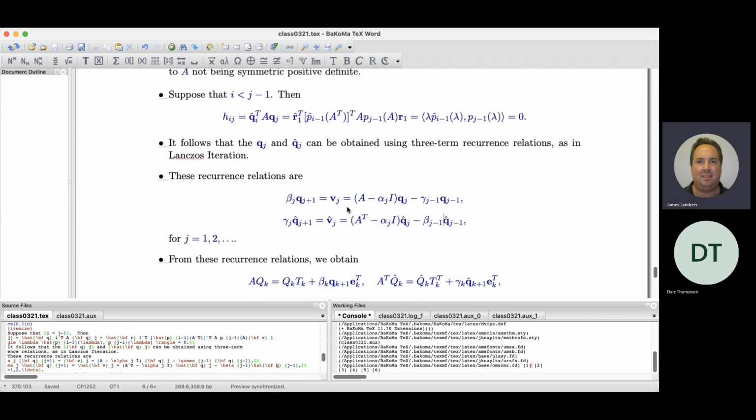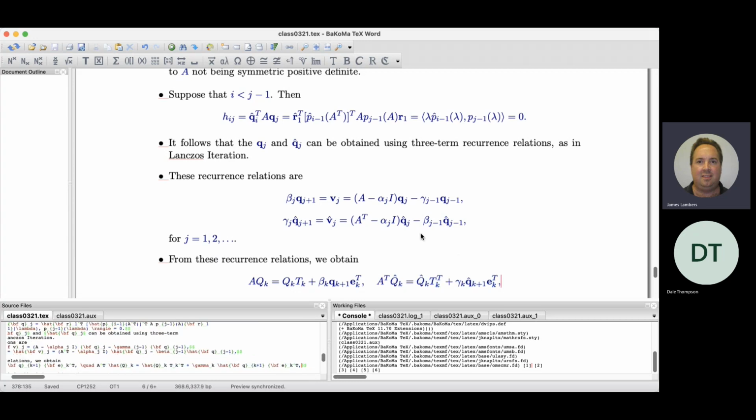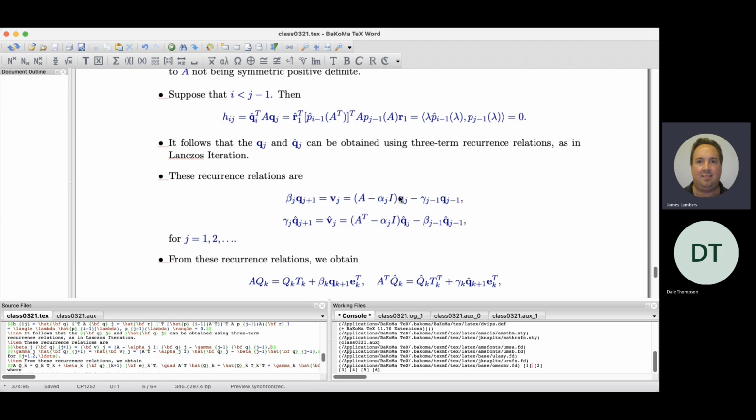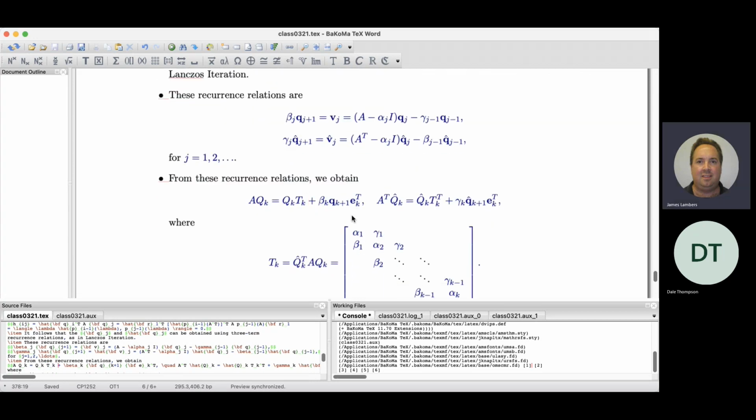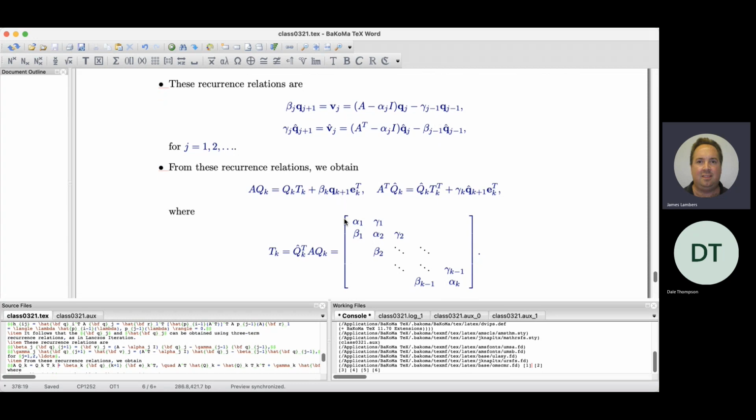So from these 2 recurrence relations, we get these kind of relationships here. Because what I could do is use this equation, for instance, to write A times Qj as a linear combination of Qj minus 1, Qj, and Qj plus 1. So that means that A times all of these Q vectors would be equal to all those Q vectors times a tridiagonal matrix that comes from having the alphas on the diagonal, the betas on the subdiagonal, and the gammas on the superdiagonal. And then we have this one term left over, like we saw before with GMRES.